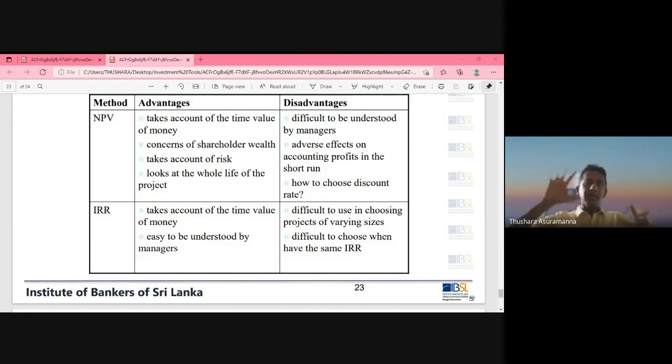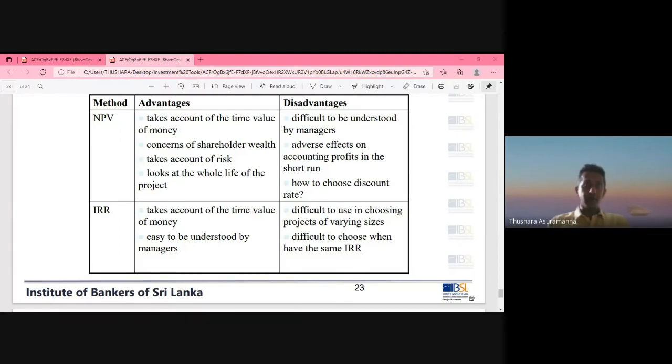Then there may be issues among managers and shareholders. Shareholders prefer a long-term orientation. For managers, divisional performance is important because we worry about day-to-day, yearly performance, incentives, bonuses, and the like. So there may be some impact when you are using NPV concepts. Last one, how to choose the discounting rate may not be easy.